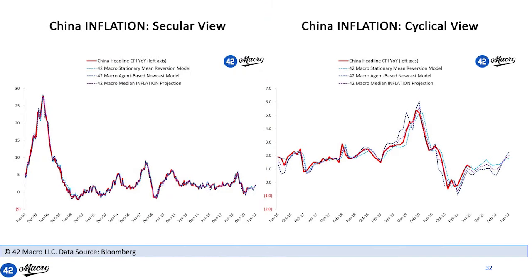On slide 32, looking at China inflation from a secular and cyclical perspective. So still some upside over the intermediate term with respect to Chinese inflation. So that's something that may handcuff the PBOC, but again, we don't anticipate it will. It's certainly not going to accelerate, at least according to our models, to a level that would cause them to pump the brakes on their newfound easing drive.